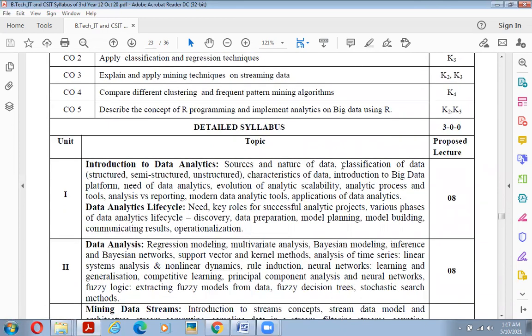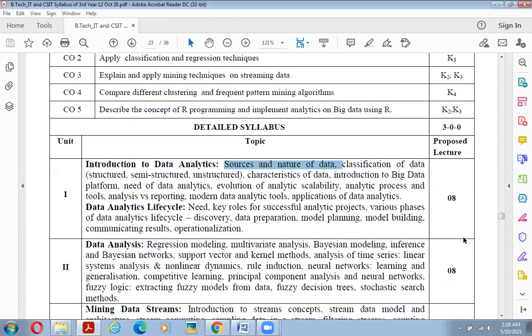So the sources and nature of data: first of all, we understand what data is all about. Then we have the topic classification, which is based on big data. Then the characteristics of data, again based on the big data 5V principle. Then we have an introduction to big data platforms, the platforms on which big data analytics is carried out. Then we have the evolution of analytics, analytics scalability, analytics processes and tools, the difference between analysis and reporting, and then we have analytics applications as well.